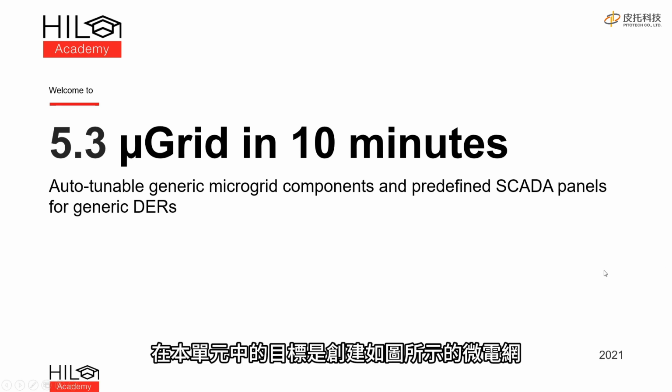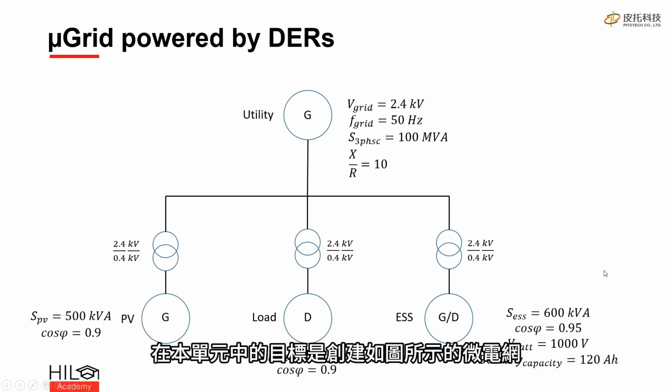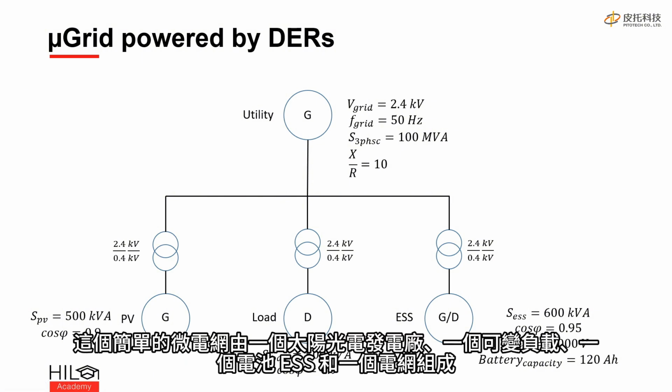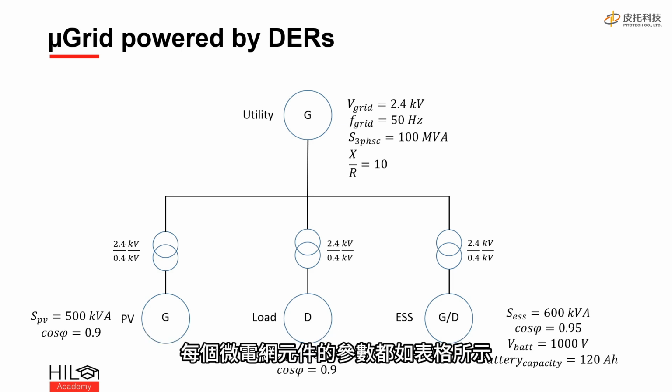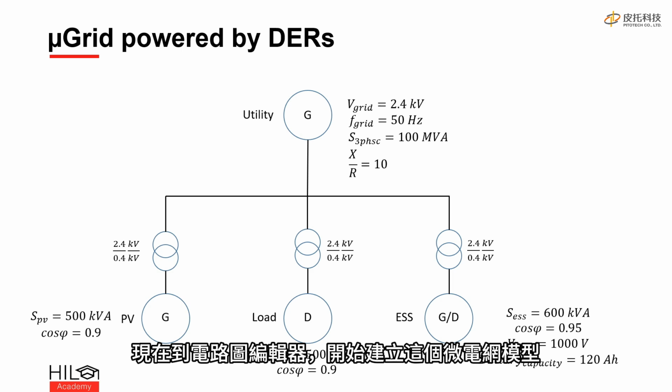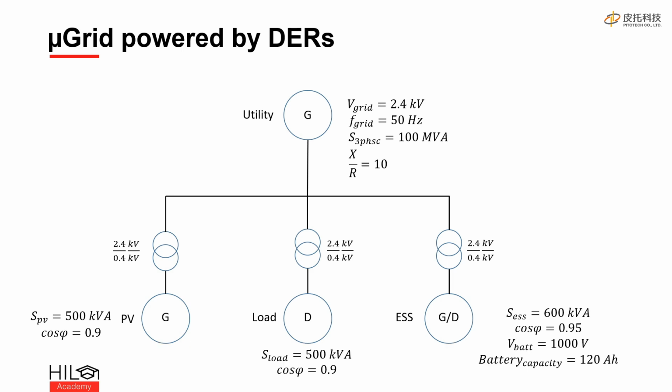Your task in this lesson is to create the microgrid shown here. This simple microgrid consists of a PV power plant, a variable load, a battery ESS, and a grid. The parameters of each microgrid component are given here. You can use these values to parameterize the microgrid components. Now let's go to the schematic editor and start building this microgrid model.